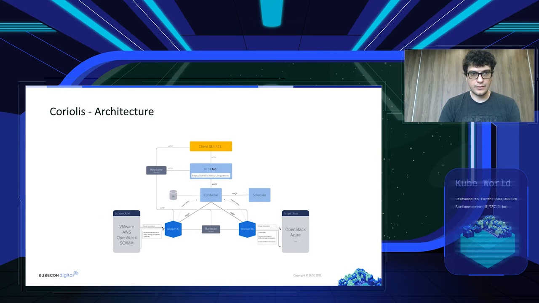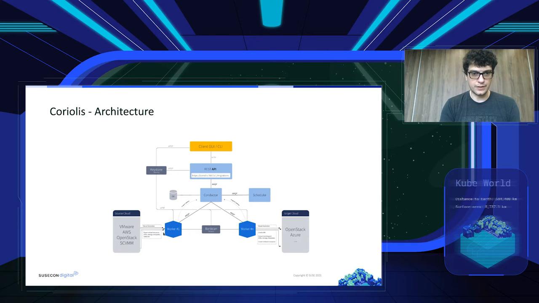This is Coriolis's architecture. As you can see, it has a REST API, a client, both GUI and CLI. We're gonna see the GUI in this demo. It uses Keystone for identity, as I've mentioned. It has a conductor and a scheduler. These are the brains of the operation. Together, they make sure that appropriate tasks get scheduled to appropriate servers.